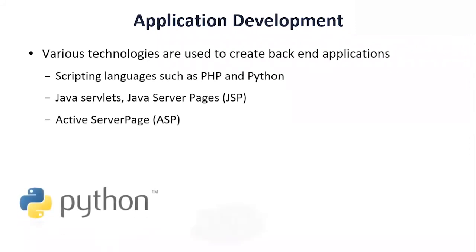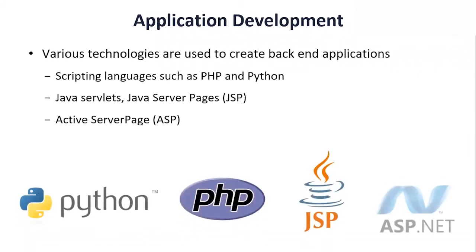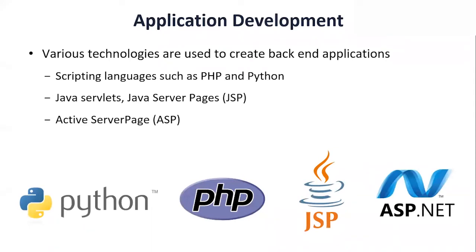Various technologies are used to create these backend applications, like scripting languages such as PHP or Python. Then we have Java related technologies like Java servlets, Java server pages, or JSP. And then we have Microsoft .NET related technologies like Active Server Pages, or simply ASP. Likewise, there are a lot of different technologies and programming languages used to develop these application backends.